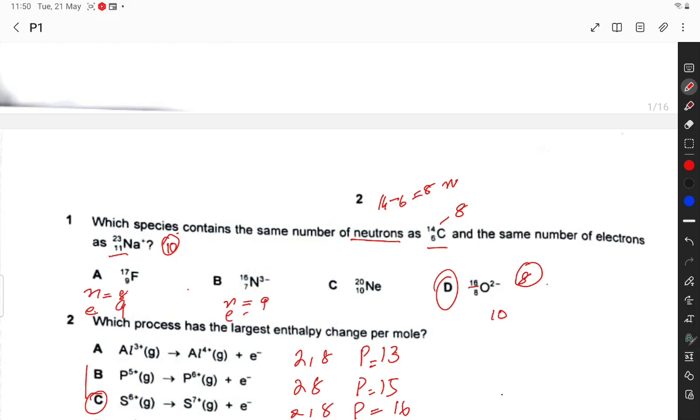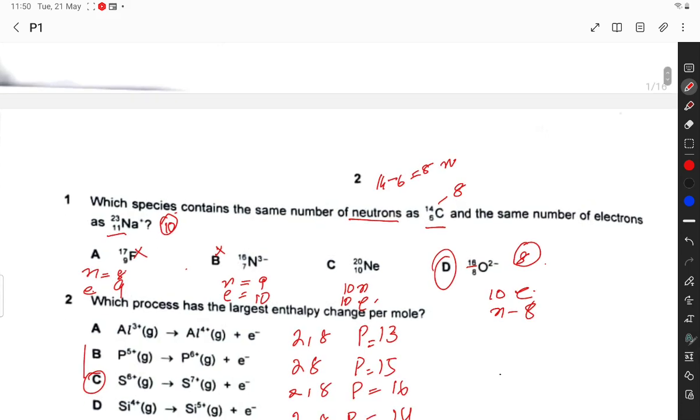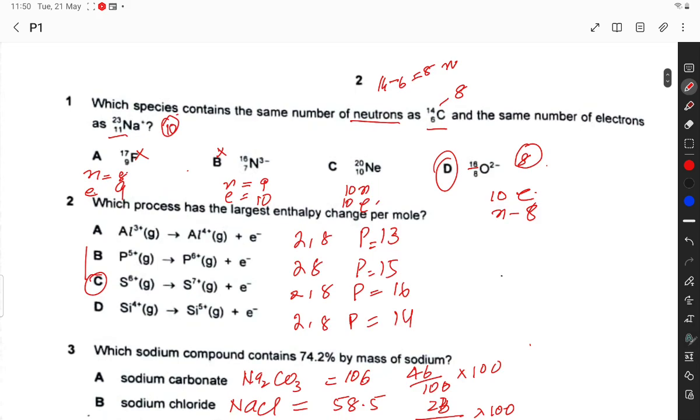and electrons are 10, so this is incorrect. Neon has 10 neutrons and 10 electrons, and in this case 10 electrons and neutrons is 8. Neutrons are equal to carbon and electrons are equal to the sodium ion, so that's why this is correct.